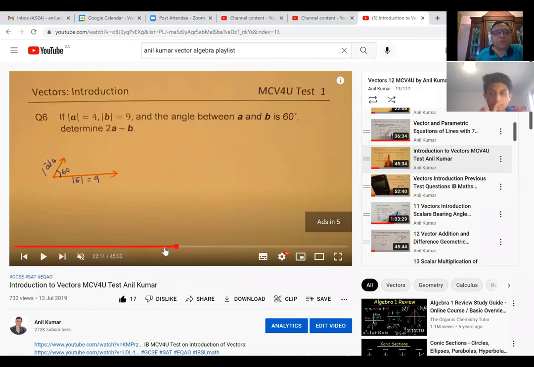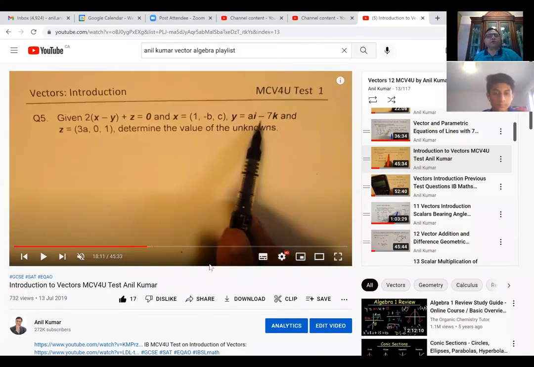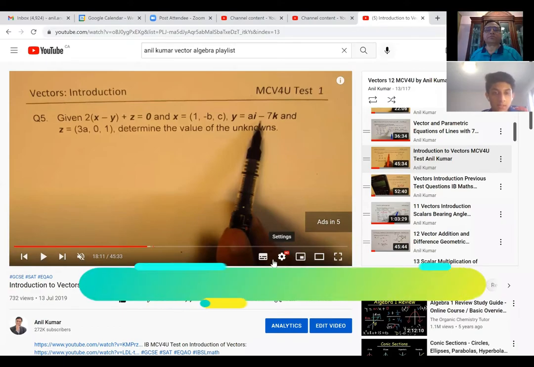Question number 5. Here is question number 5 for you. Can you please read and answer? Yes, sir. Given 2x minus y plus z is 0, and x is 1 minus bc, y equals ai minus 7k, and z equals 3a01. Determine the value of the unknowns.